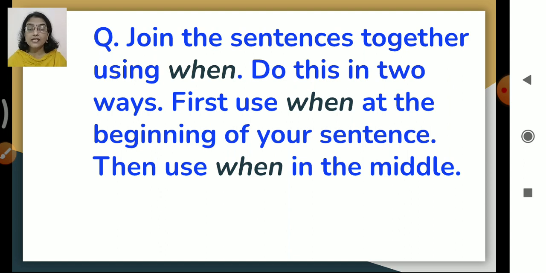So 2 sentences will be given. First we have to join them. And how we will join them? By using the word when. And we are going to do this in how many ways? 2 ways. Okay, first time we will use when at the beginning when we start our sentence. And the second time we will use the word when in the middle of the sentence. Let's see how.